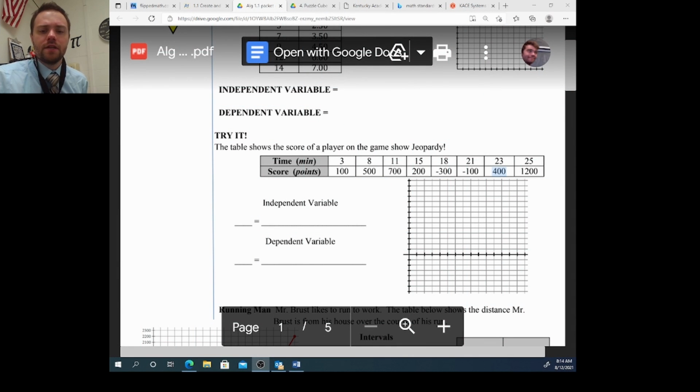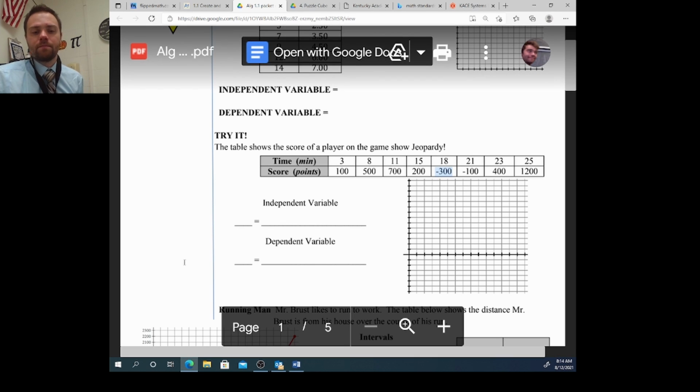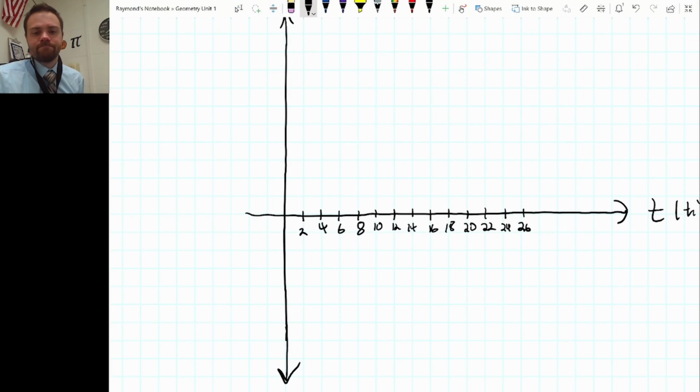And then you can see that the y-axis goes all the way up to 1200, right? The highest value is 1200. The lowest value is negative 300. So I'm only going to go down 300 on my graph and up to 1200. So let's take a look at that.